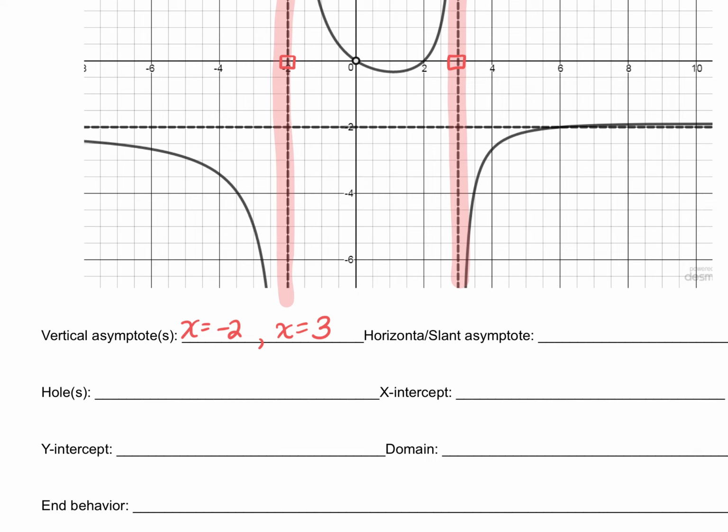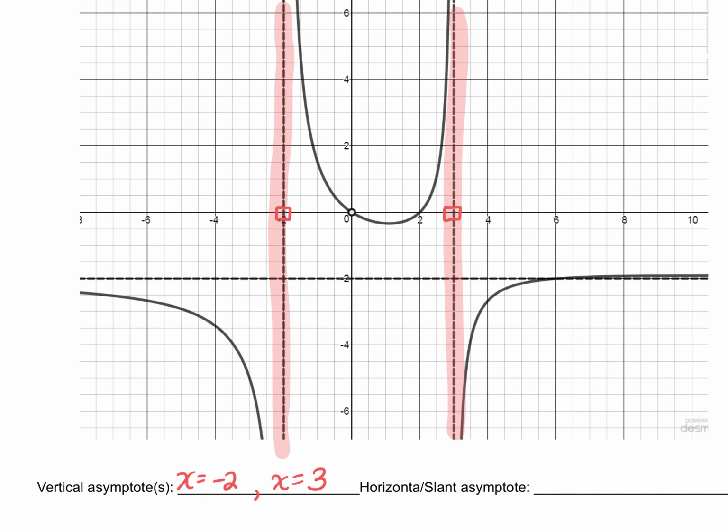Okay, next up, horizontal or slant asymptotes. So now I look for places where I have a dashed or slanted dotted line. In this case, it's dashed again. So I'm going to write the equation of that by just writing what the y value is. We go through -2. So my horizontal or slant asymptote is y equals -2.